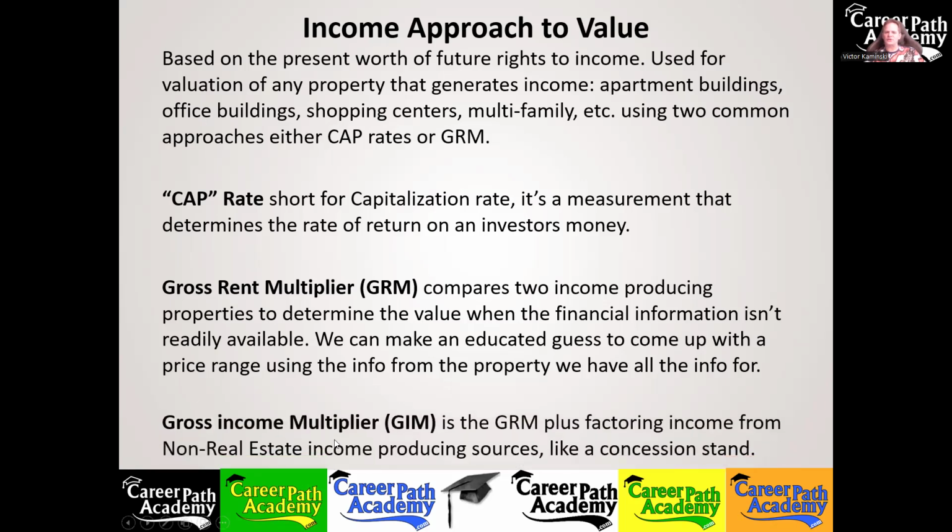And then we have something called the GIM, the gross income multiplier. It's basically the gross rent multiplier plus factoring in income from other non-real estate related sources, like a concession stand selling T-shirts and hot dogs or whatever. So that's additional income that's not just coming from the rent. So we're not going to really focus too much on this one. We're going to focus on cap rate and gross rent multiplier.